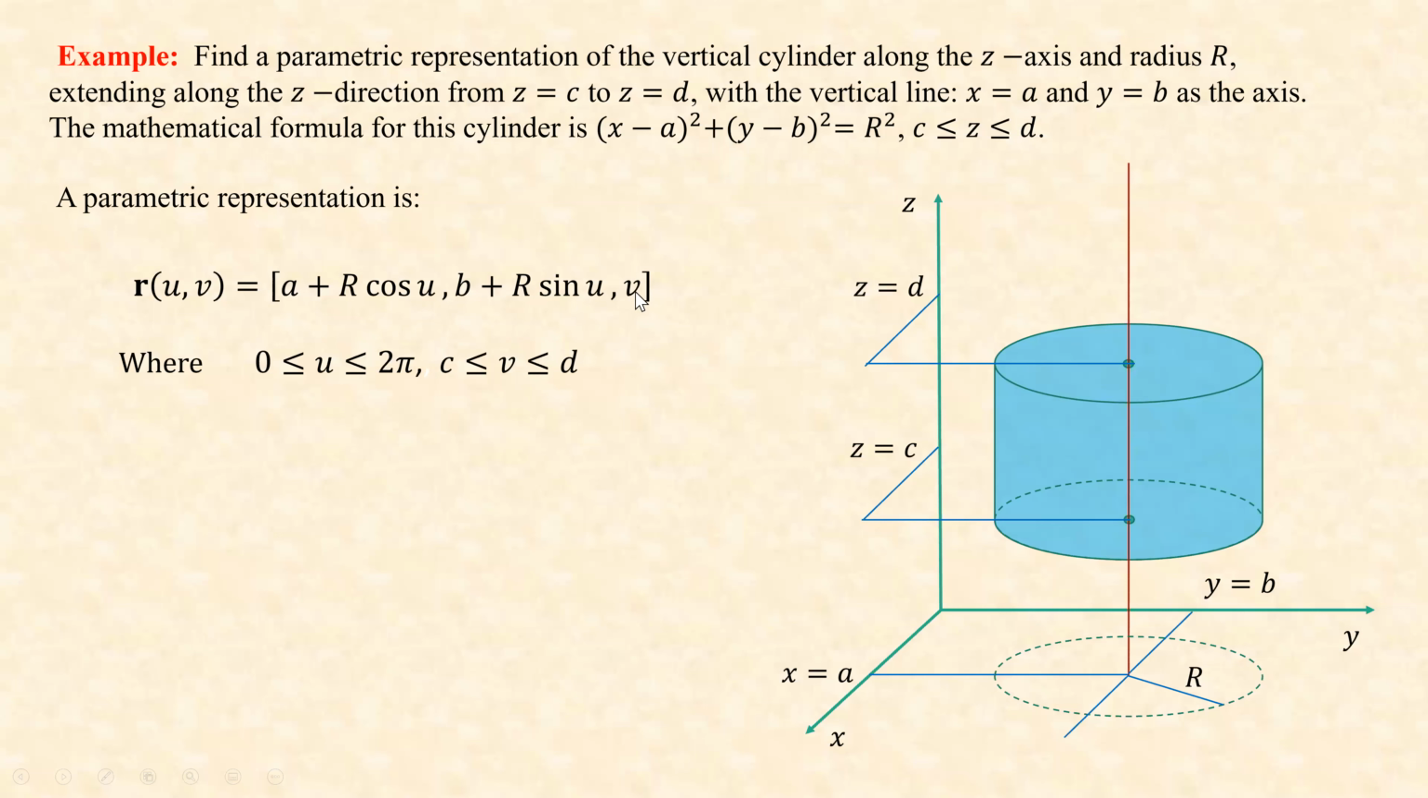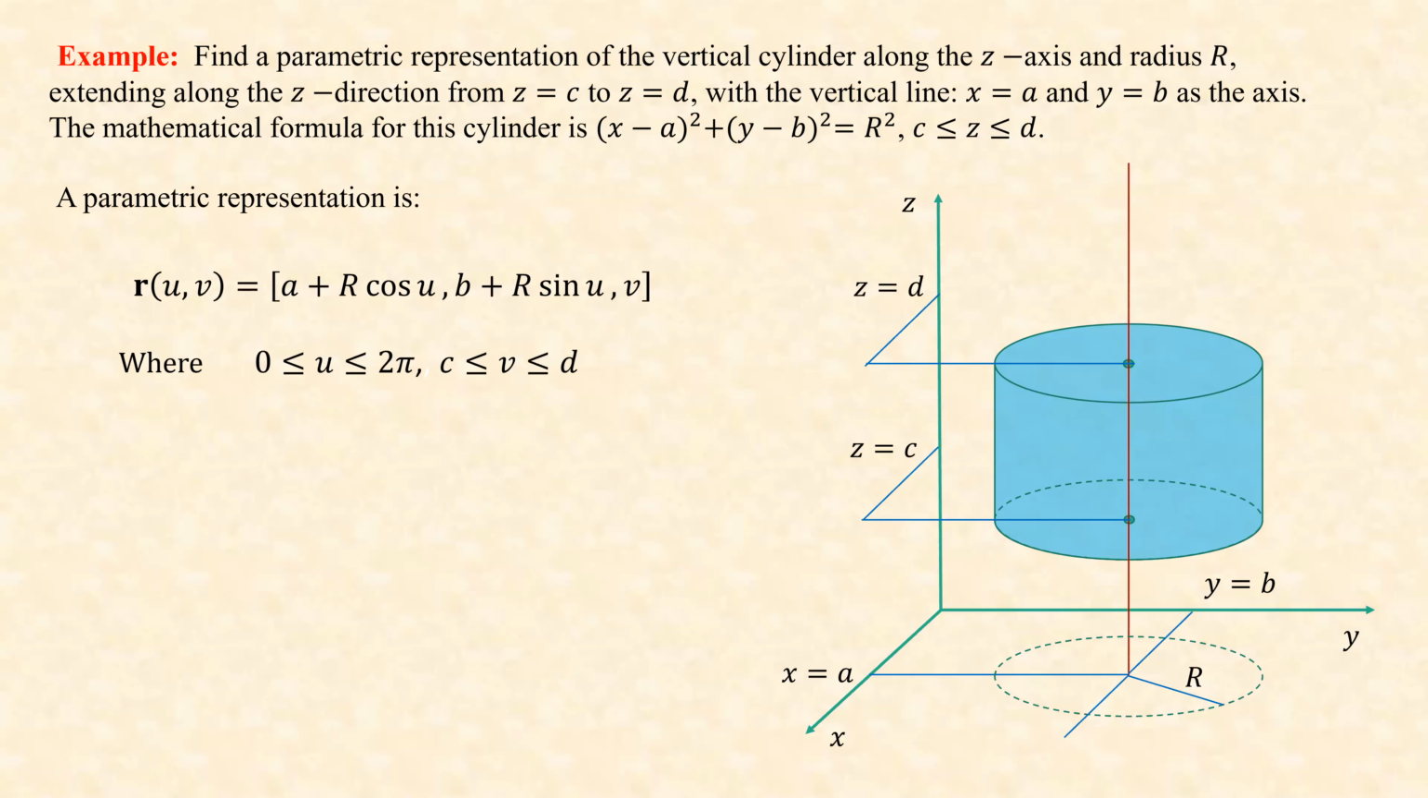And then the other parameter is v. What is the z component? What is the z coordinate? How high is it above the xy plane? So this way we can parameterize the whole surface. And u goes from 0 to 2 pi to complete the circle, and v goes from c to d. c and d don't have to be positive or negative. It can be any two numbers, but just d is greater than c. All right?